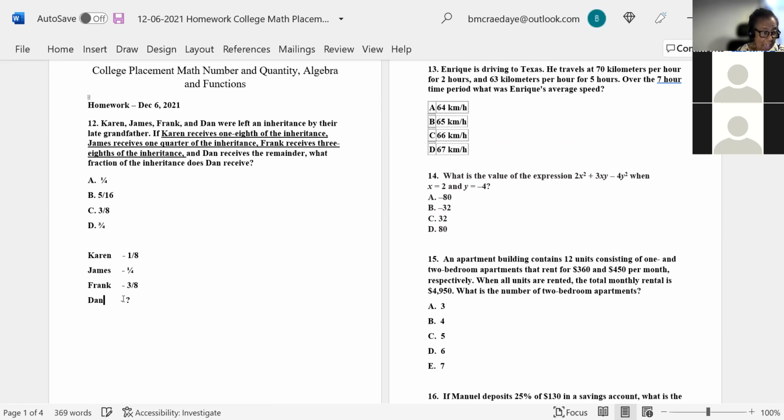Now, you can't add fractions unless your denominators are the same. So the first thing we want to do is convert the fractions to the same denominator. That's the bottom number. All right. So since we have 1/8, 3/8, let's make them all eighths, right? Because 2 of them are already an eighth. So that's 1/8 for Karen.